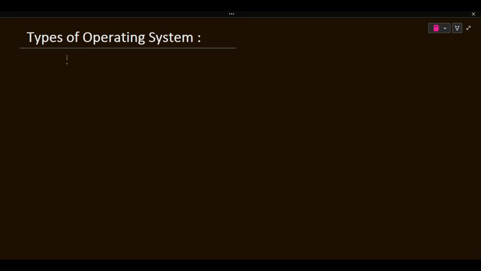Today we are going to learn types of operating systems. But before going to the types of operating systems, let us just revise what we have learned in the last OS class. In the last OS class, we have learned that the operating system is an interface between a user and a hardware. It acts as a bridge between the user and the hardware.